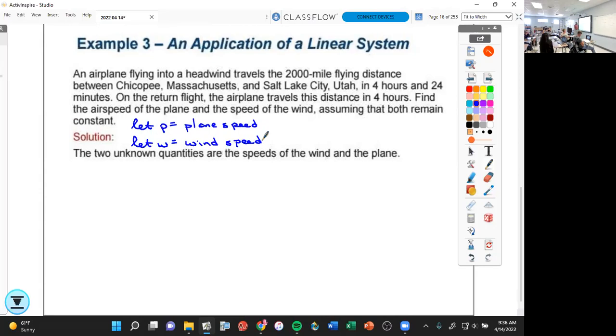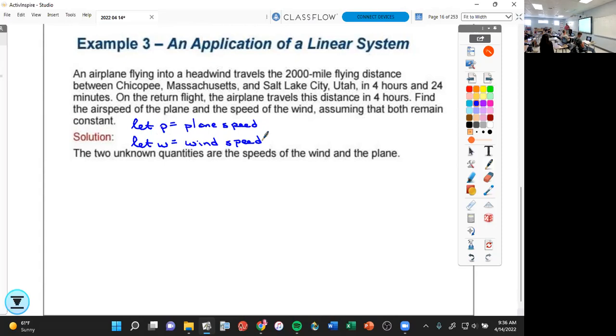And I'm going to show you the next slides because when they work it out, they use R1 for one of the speeds and R2 for the other speed. Yeah, I would not do that. I wouldn't do X or Y either. I like meaningful variables.